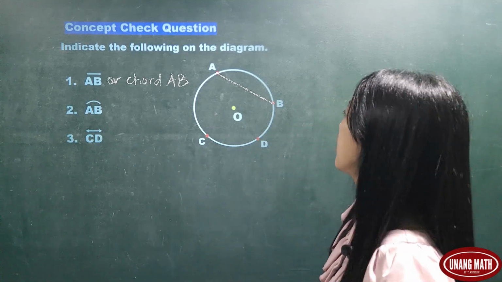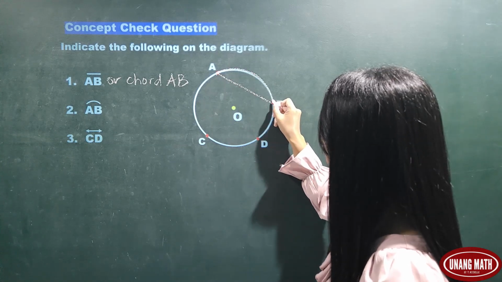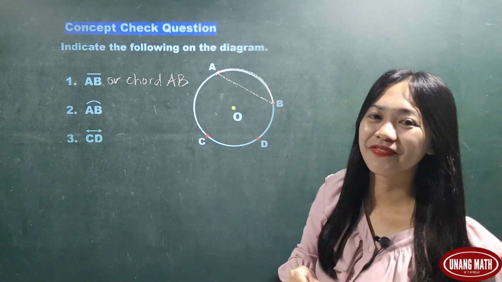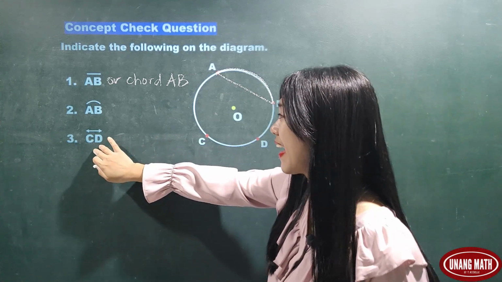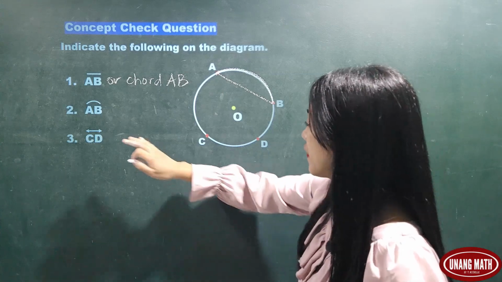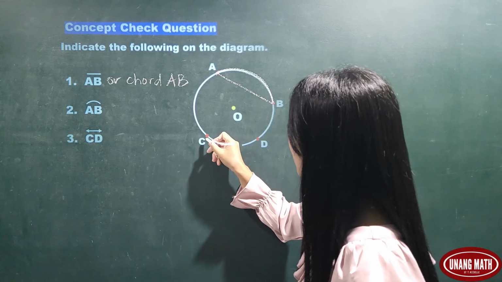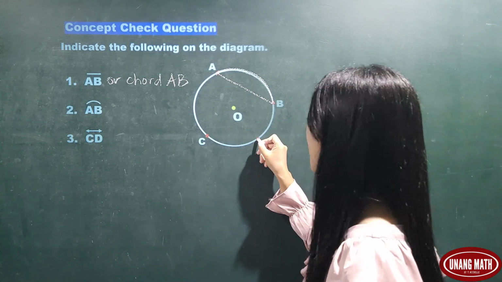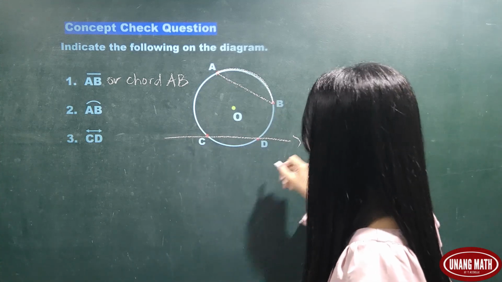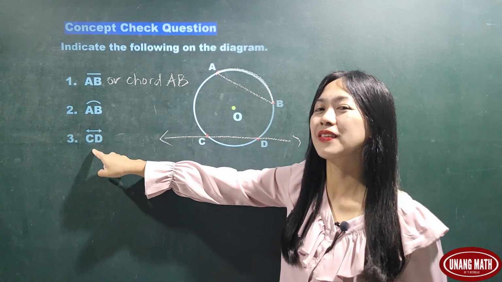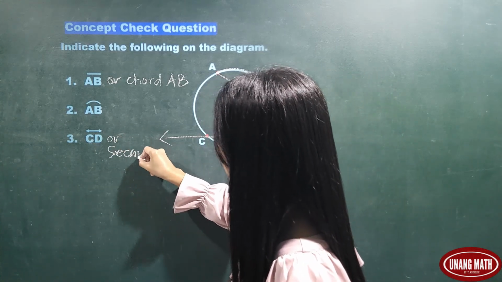Okay, what about number 2? Arc AB. So this is point A, this is point B. So arc AB is this arc. And number 3, this is line CD. Okay, if it's line, there's no starting and there's no end point. So this is point C, this is point D. So line CD is this line. And we can also call this line CD as secant.